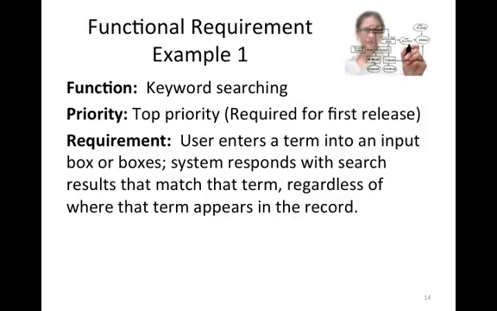And so here it is. This is an example from a system that I developed a couple years ago. Keyword searching for this system. I needed to be able to search all of the data based on keywords. It's a top priority, required for first release. The user enters a term into the input box or boxes. The system responds with search results that match that term, regardless of where the term appears in the record. That's it. So straightforward. We're going to do 1, 2, as many as you need to describe your system, because this, again, is what is going to be developed.